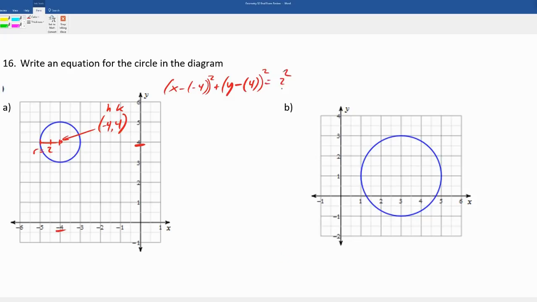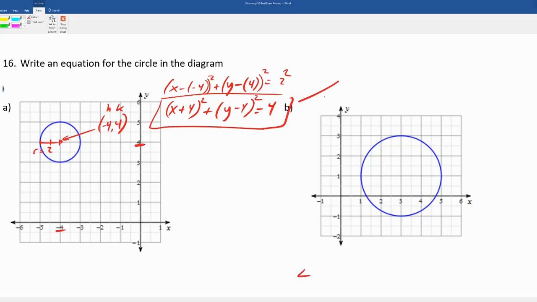Don't forget we squared that, right? So negative of a -4, right, is +4. And negative of a +4 is a -4. Don't forget we're still squaring it because of the formula. And then 2 squared is really just 4. So there's our formula for part A. Part B is totally for you down here. Okay, for part B. Yeah, you got that.